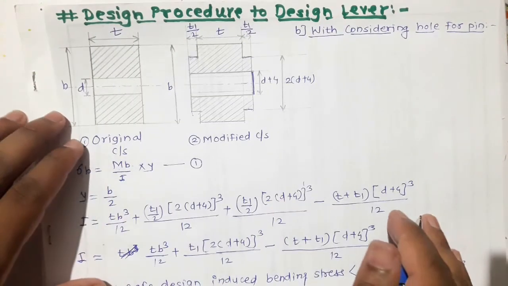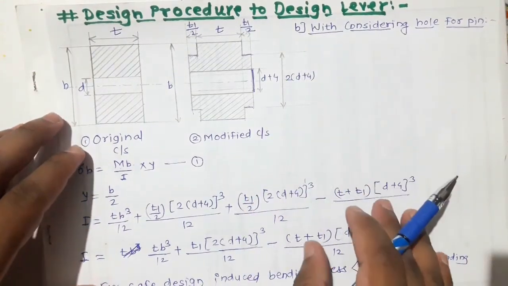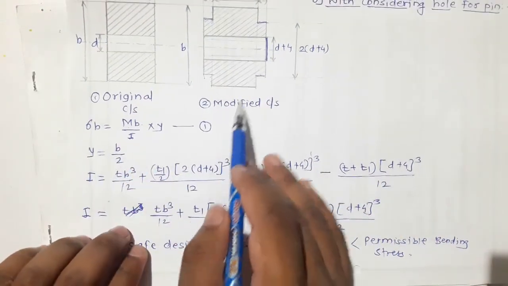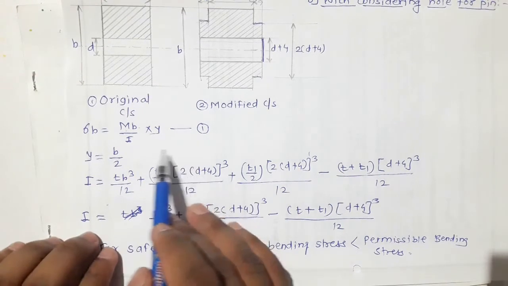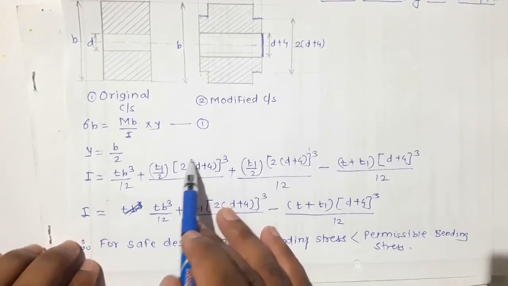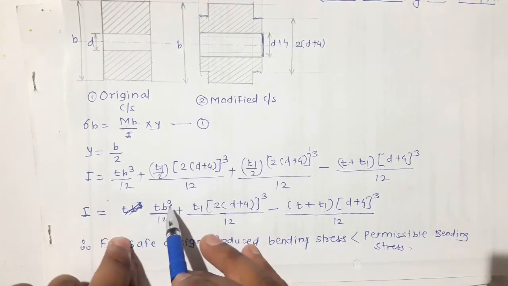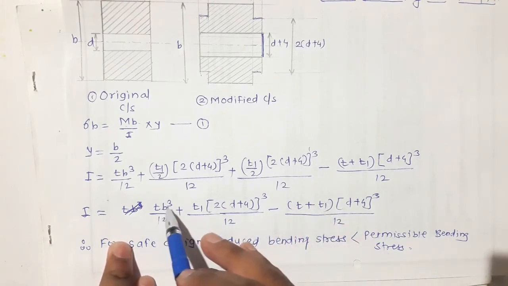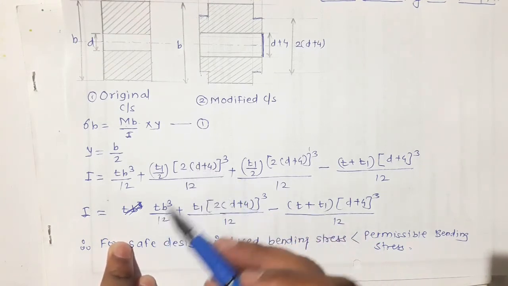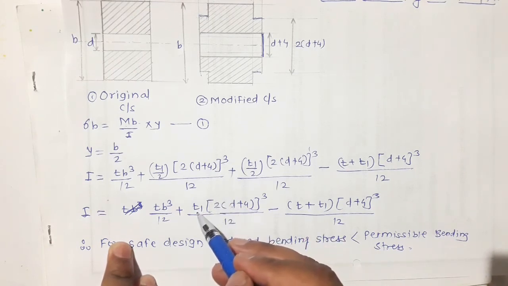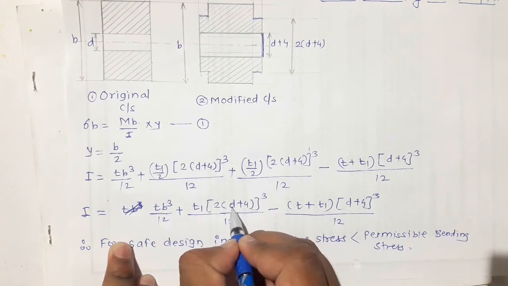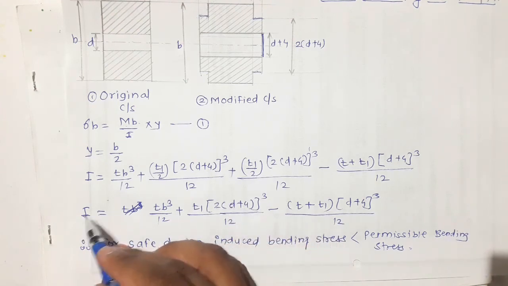That means in this sub-step number 2, we are not going to find out any dimension, we are just going to find out the bending stress for this modified cross section. For this modified cross section, y is equal to b upon 2, and the moment of inertia for this modified cross section is this equation. So by putting the value of TB, which is calculated in sub-step number 1, T1 as 5, and D, which is calculated in step number 2, we can calculate this moment of inertia for this modified cross section.